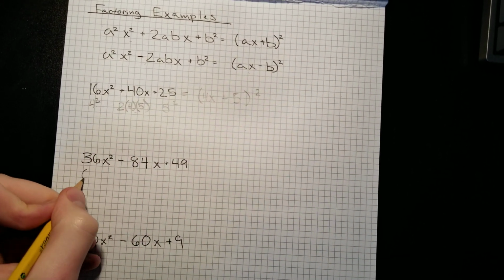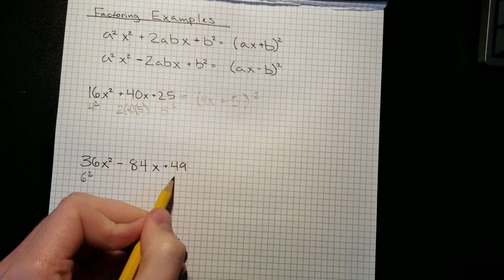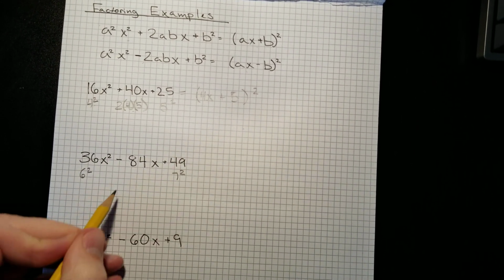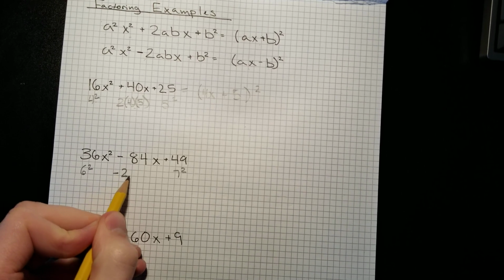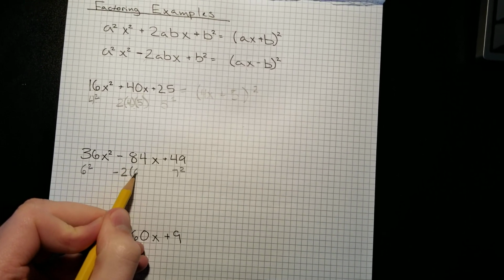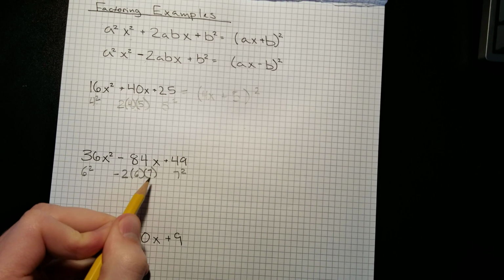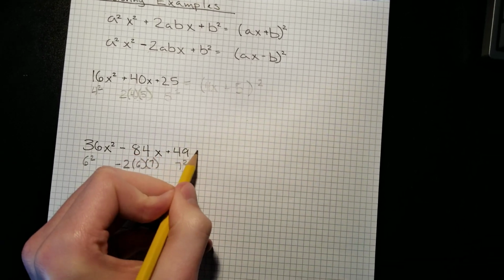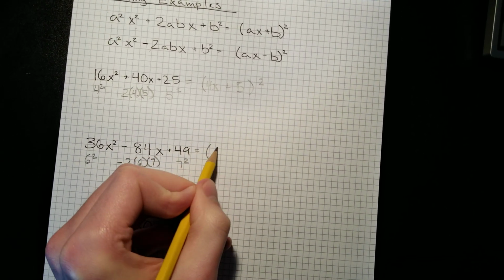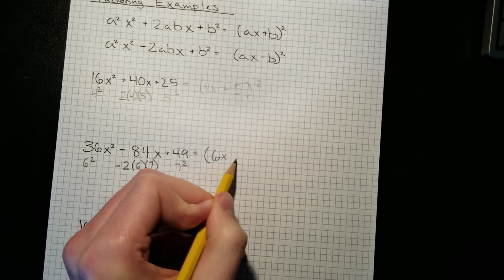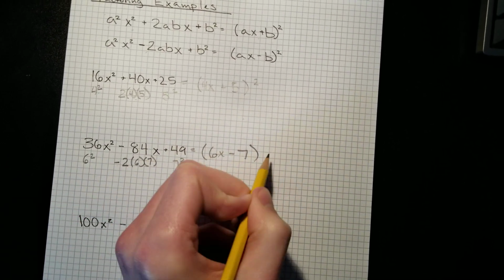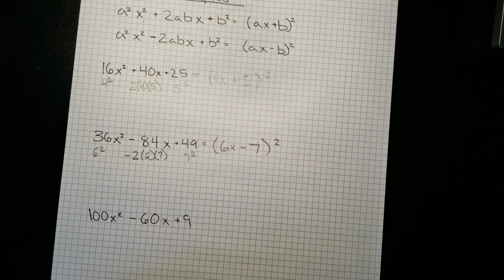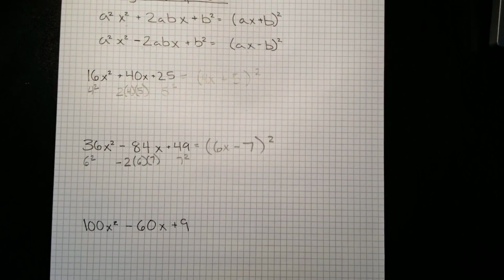This one here, we'll check. So 36, that's the same as 6 squared. 49 is the same as 7 squared. And 84, well, that's negative 84. That's the same as negative 2 times 6 times 7. So that means that I can rewrite this as 6x minus 7, squared. It's minus because that middle term is negative. So that is what that would be.